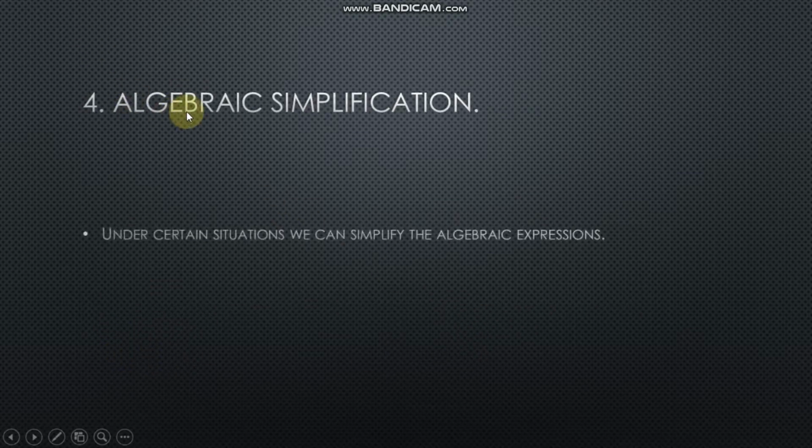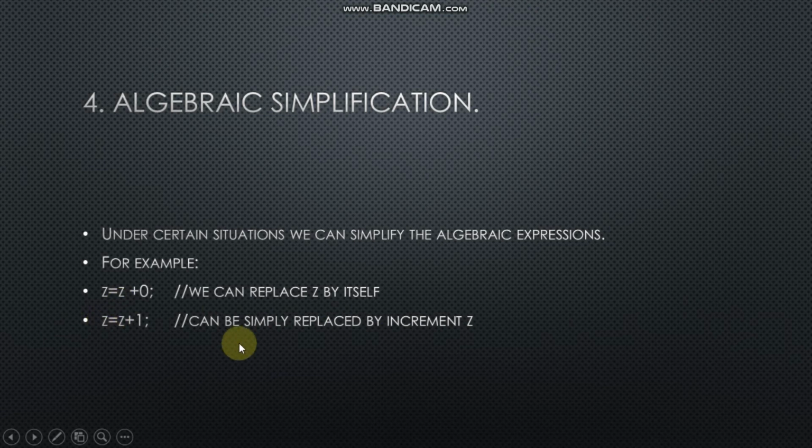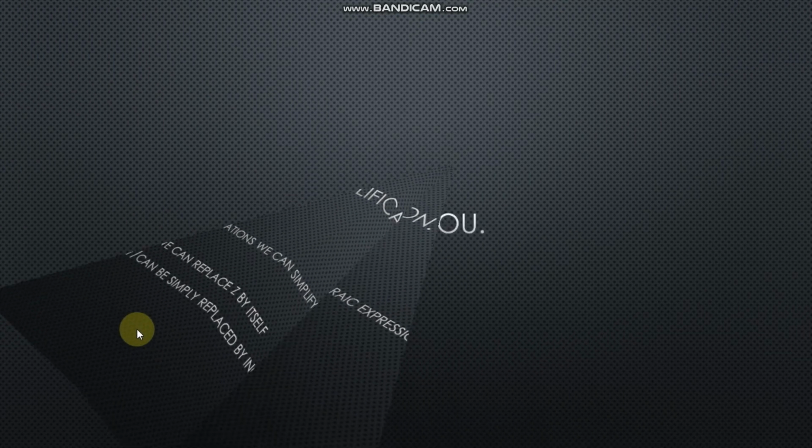Now the fourth and last technique is algebraic simplification. Under certain situations we can simplify the algebraic expressions. For example, z equal to z plus 0. We can replace z by itself as there is no change by adding 0 to a variable. z equal to z plus 1 can be simply replaced by the increment z instruction as we are only incrementing the value. Thank you.